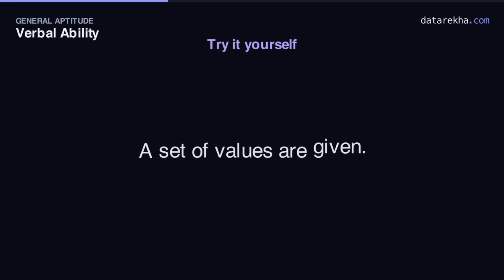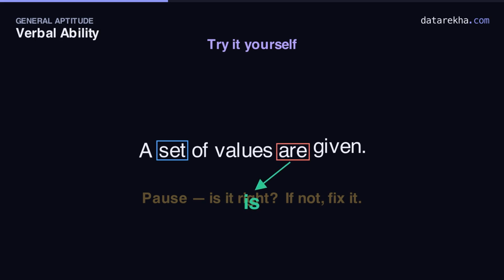Quick test. A set of values are given. Pause the video, decide whether it is correct, and if not, fix it. Find the true subject first. I'll wait. The subject is set, one set, which is singular. Values only sits in the phrase of values. So the verb should be is, not are. A set of values is given. If you caught that, subject verb agreement is yours.